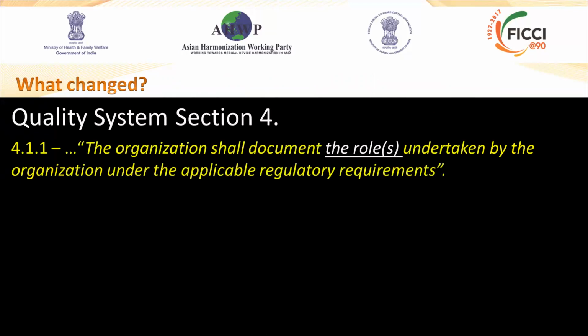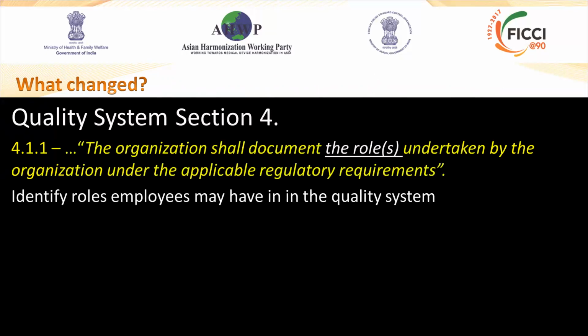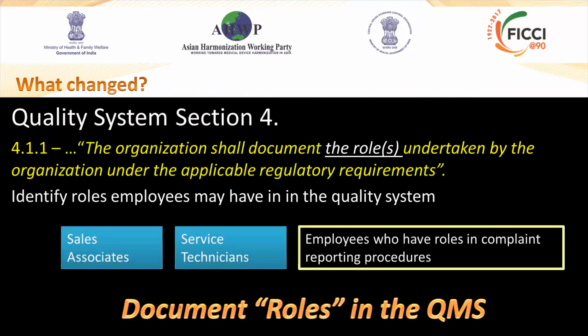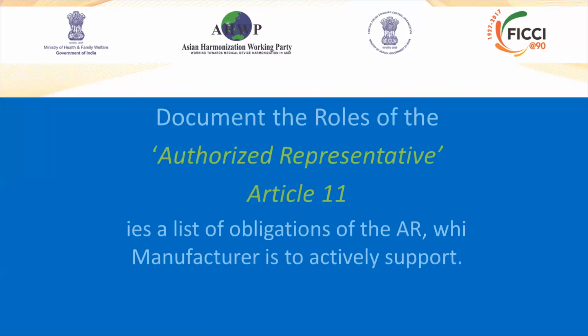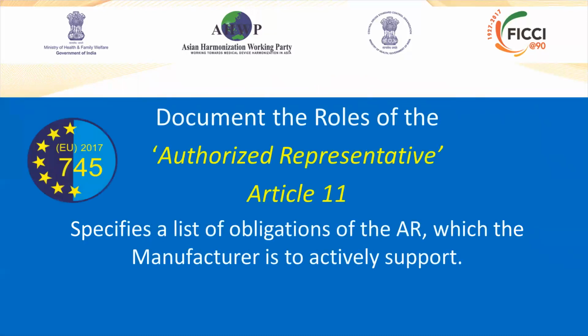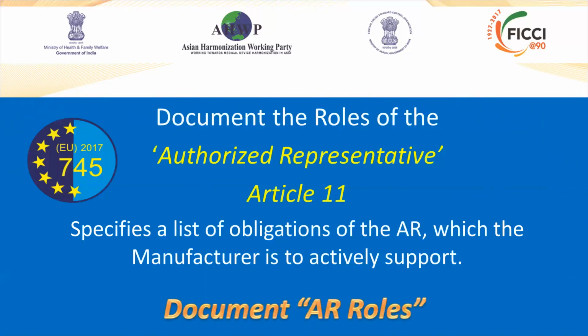So what did change? Right off the bat, in section 4.1.1, the organization is now required to document the roles of the employees within the quality system. In the new medical device regulation for Europe, there's an Article 11, which also specifies obligations of a representative of the manufacturer. So that's a role that will have to be designated by the manufacturer. So the authorized representative is a role now that needs to be documented in the 13485 quality management system if you're selling to Europe.